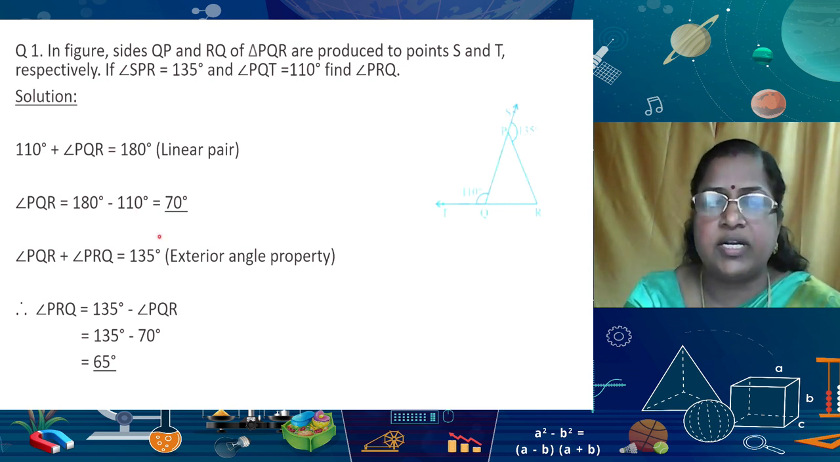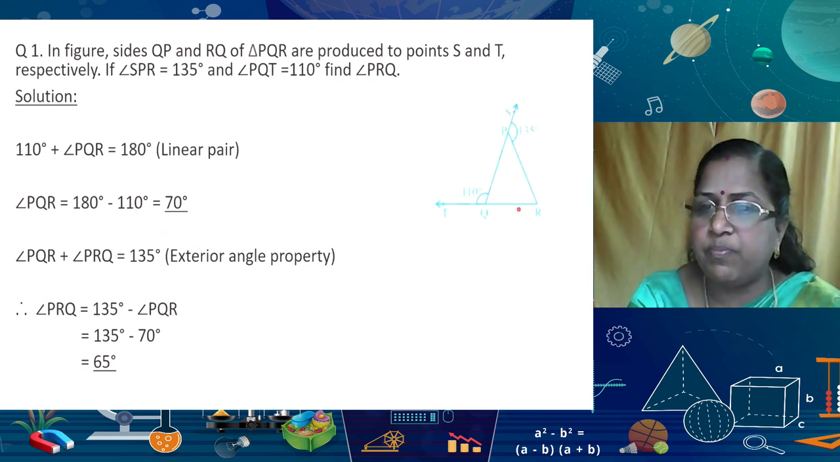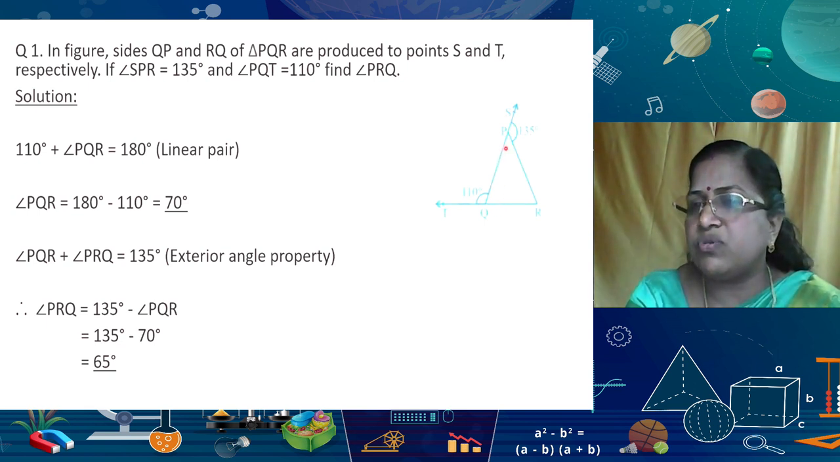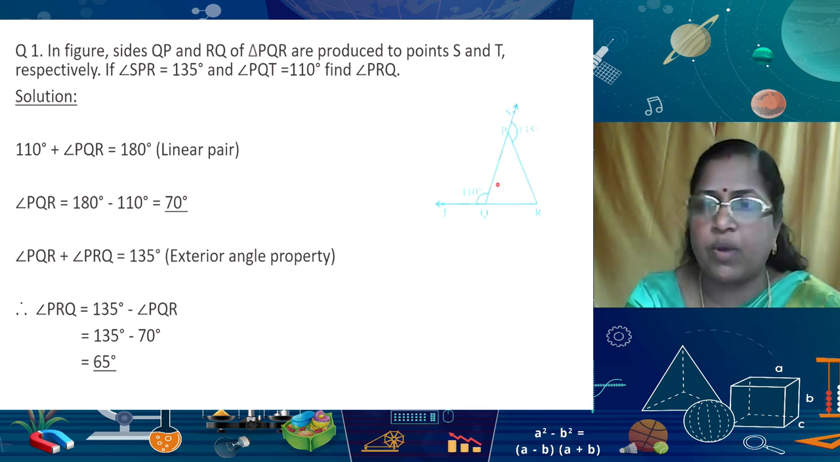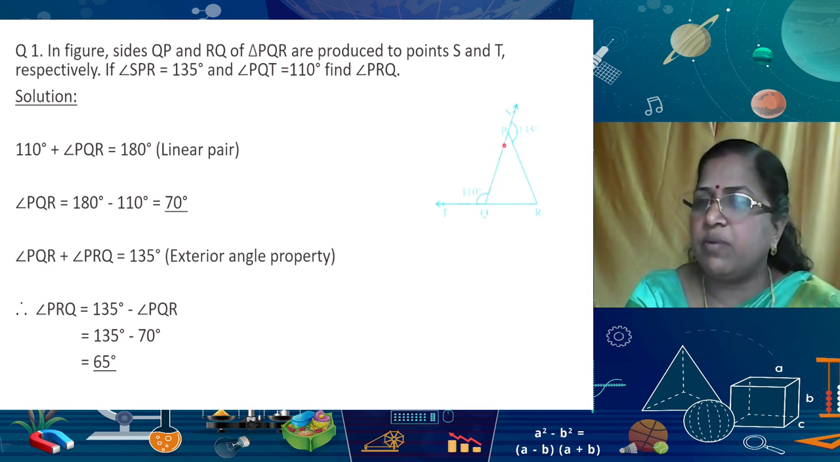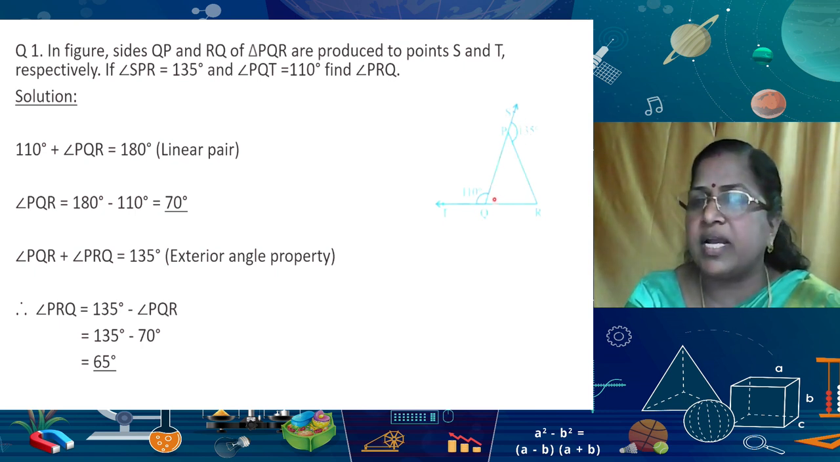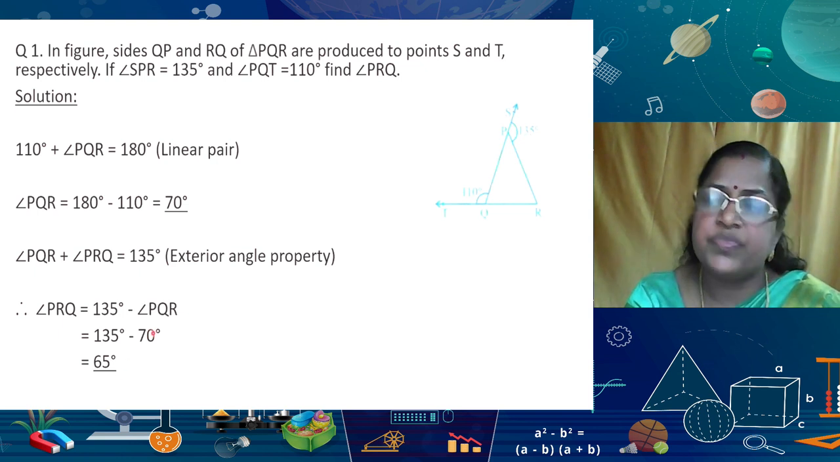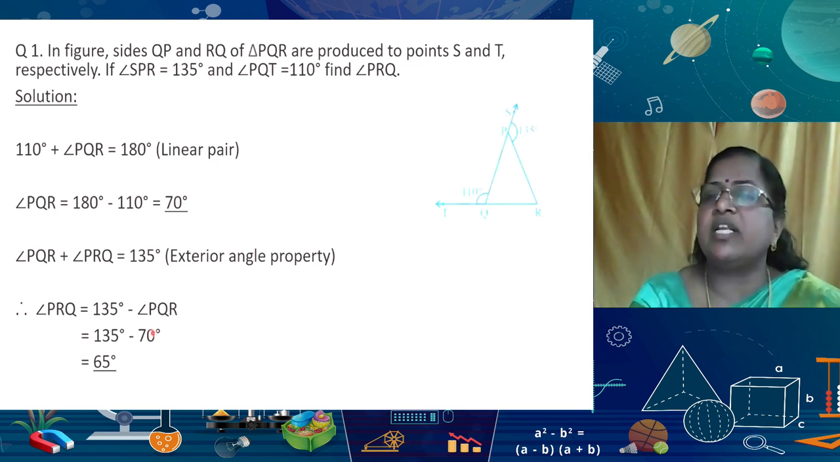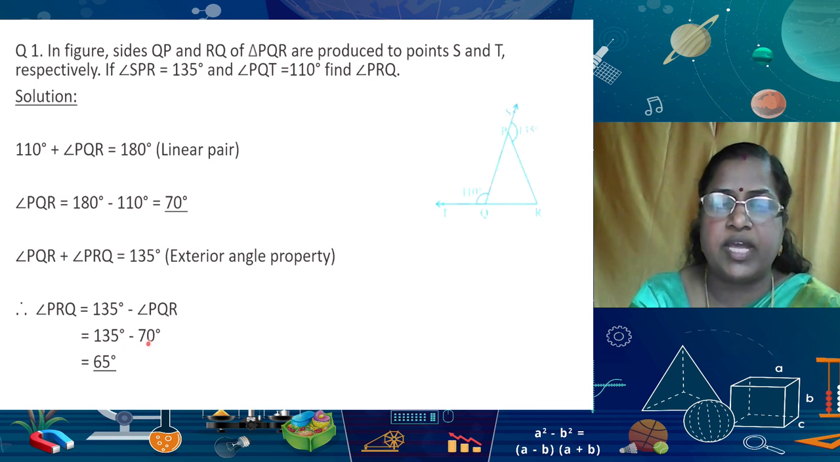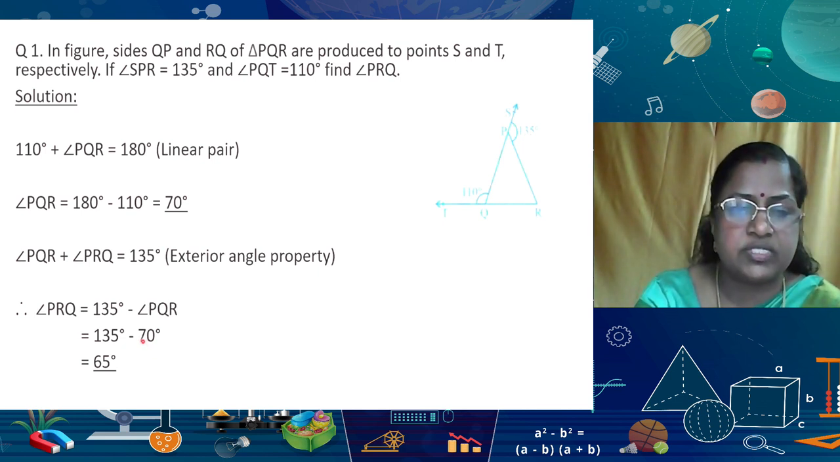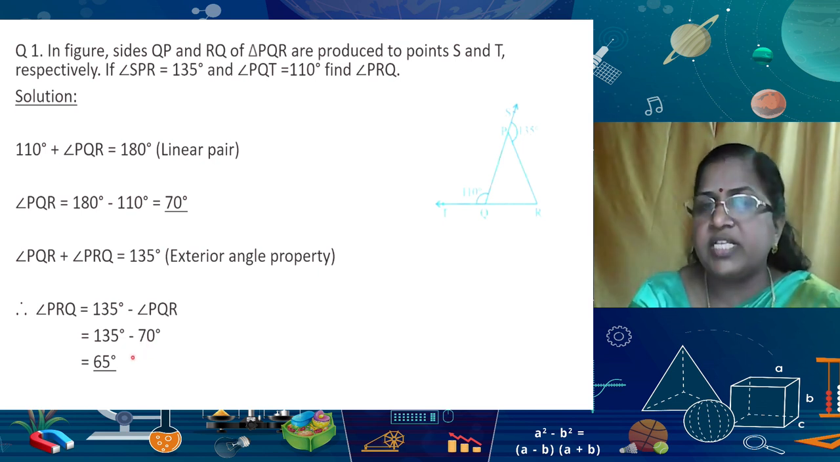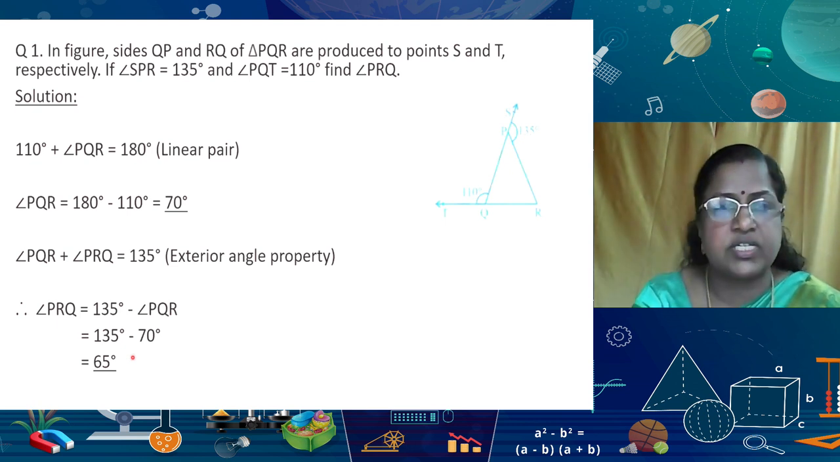Now in the second part, we have to find angle PRQ. We know this angle of 135 is an exterior angle. So by using the exterior angle property, we can say angle PRQ equal to 135 minus angle PQR. What is PQR? 70 degrees. We can subtract these two angles, that is 135 minus 70 is 65. This way we can solve these types of questions.